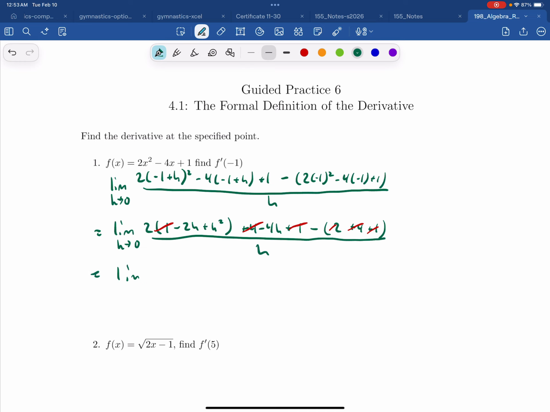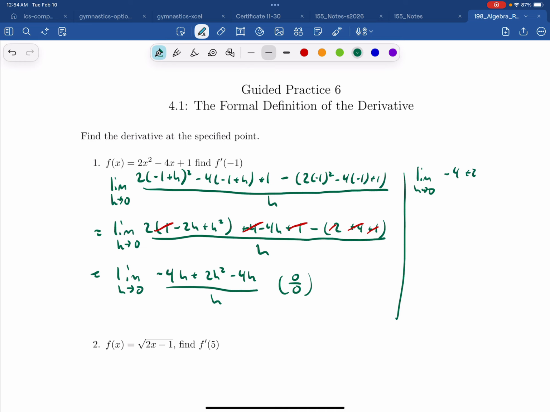And so when we simplify this a little bit, don't forget about that 2 out front. We're going to have negative 4h plus 2h squared minus 4h. Oh yeah, I guess that's what we have. And then it's all over h. And then we can just simplify this to be the limit as h approaches 0. We see that we're going to get a 0 over 0 limit here. So we just divide up by an h, and we get negative 4 plus 2h minus 4 all over 1. And we're going to get an answer of negative 8.